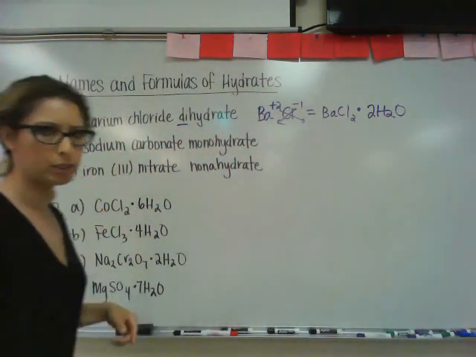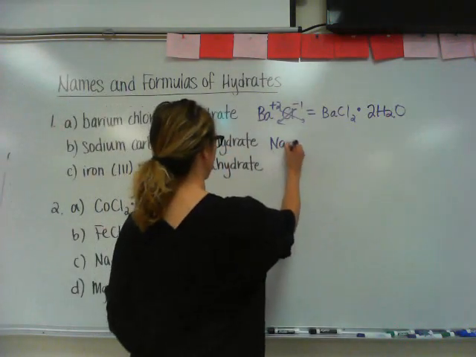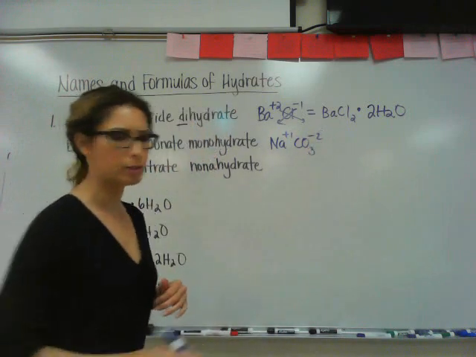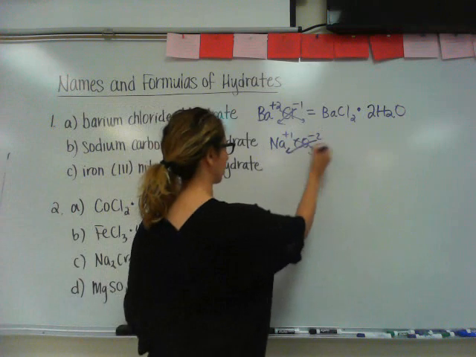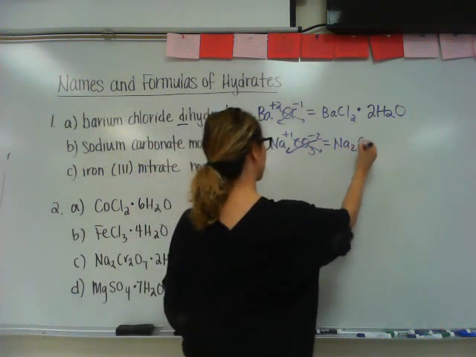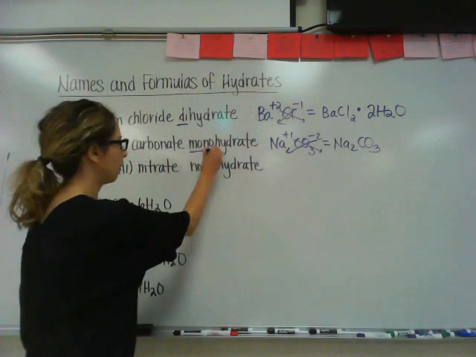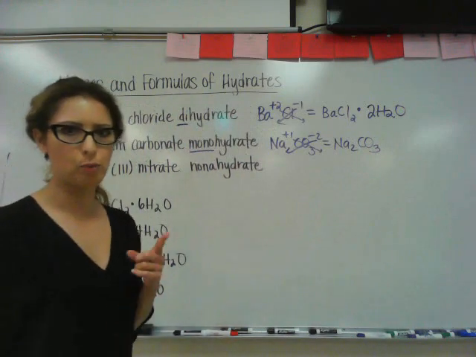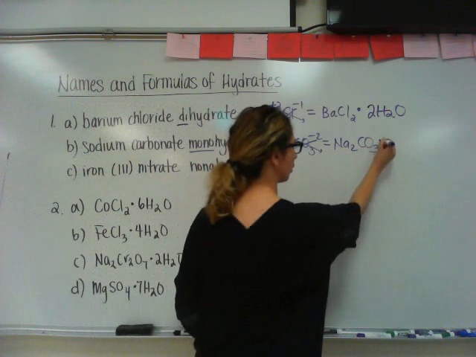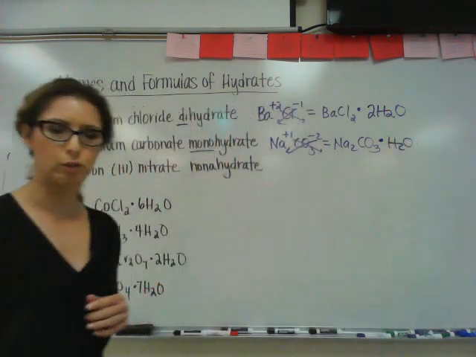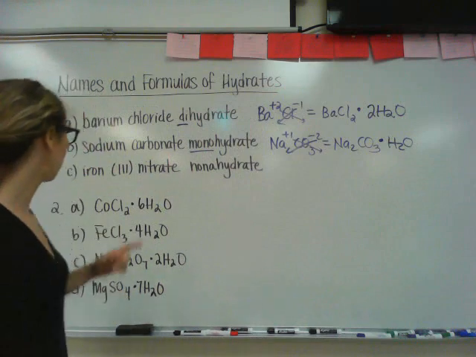For the next one, sodium carbonate. Sodium is Na plus 1. Carbonate is CO3 minus 2. Take the numbers and the charges and cross them. Na2CO3. Monohydrate means you have 1 water. So you would put the little dot there and just put 1 H2O. You don't need to put a number 1 in front of the H2O.